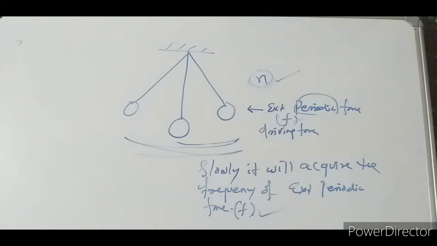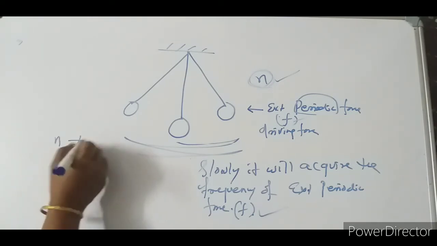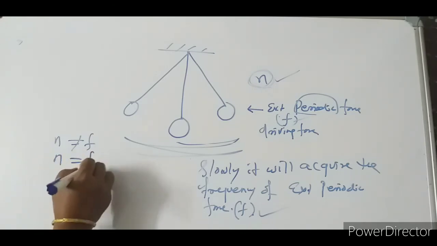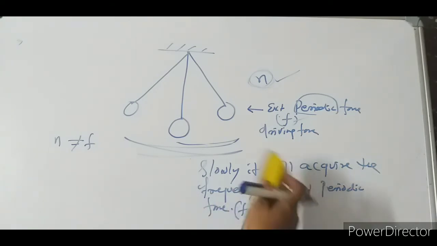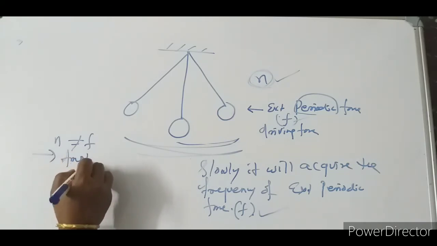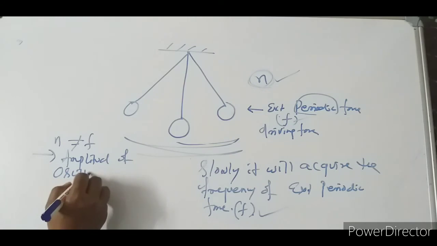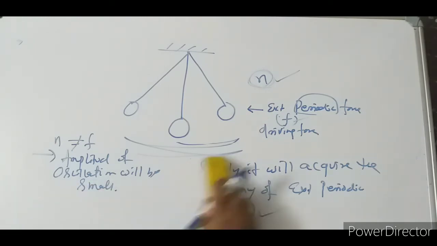Now, here we are getting two frequencies. One is N, another is F. Clear? So here two cases can be: first case, N is not equal to F, then N is equal to F. Now let us see that. First condition, N is not equal to F. It is not necessary that the force applied on the body will be equal to the natural frequency of the body. When the frequencies are not the same, the amplitude of oscillation will be small. Remember this, amplitude will be small.